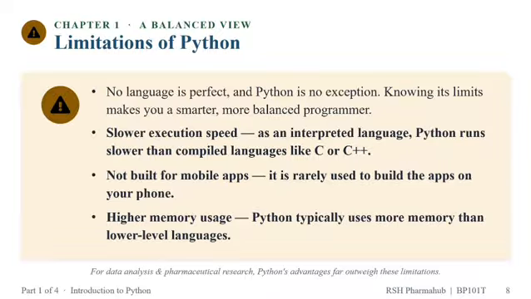Although Python has many advantages, it also has a few limitations. Python is generally slower than languages like C or C++ because it is interpreted. It also uses more memory compared to some other programming languages. Because of this, Python is not usually preferred for developing high performance games or operating systems. However, for data analytics, artificial intelligence, healthcare, and pharmaceutical research, Python is an excellent choice.